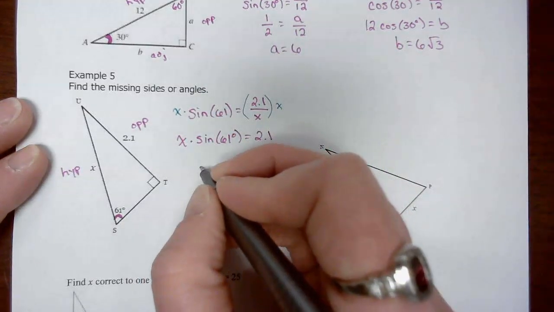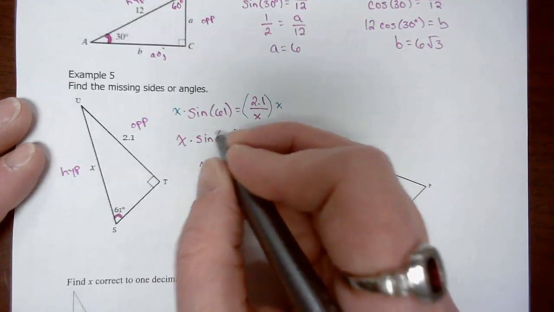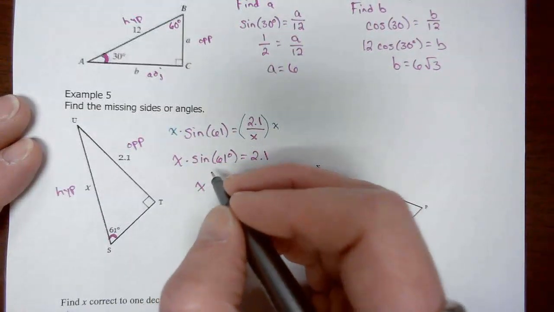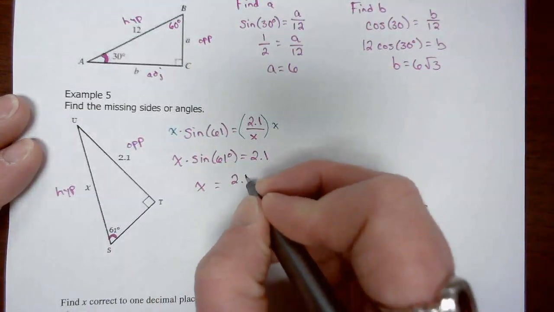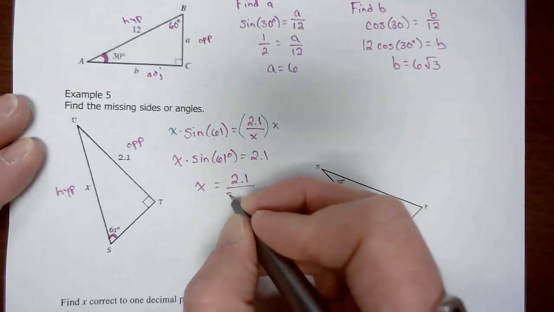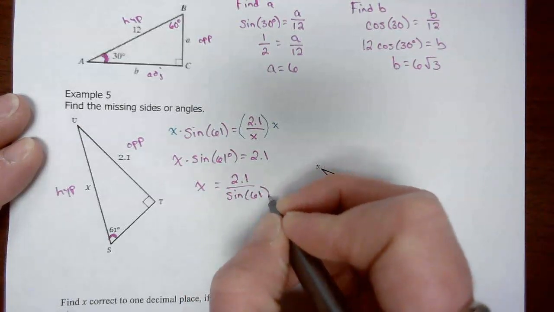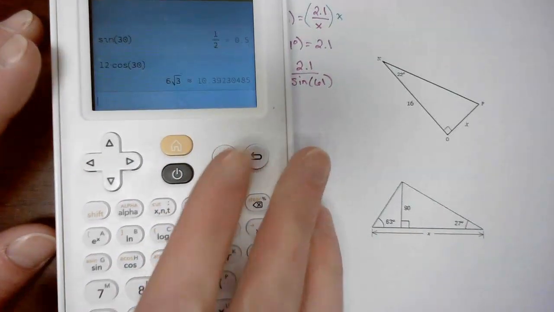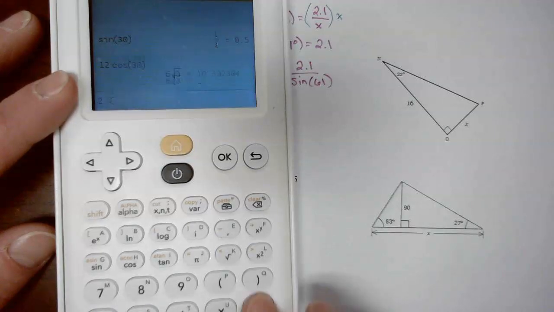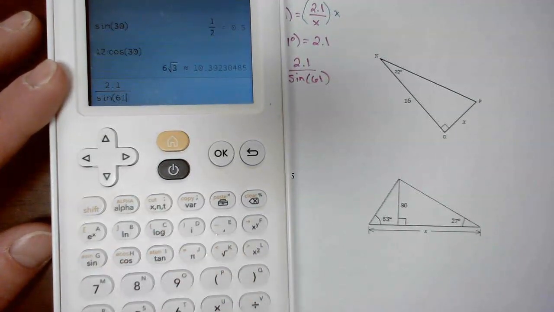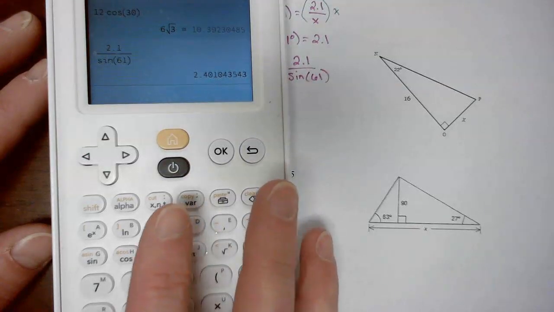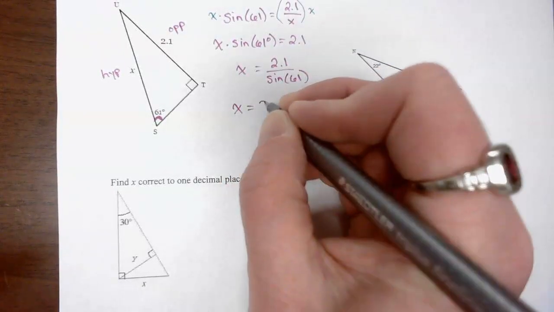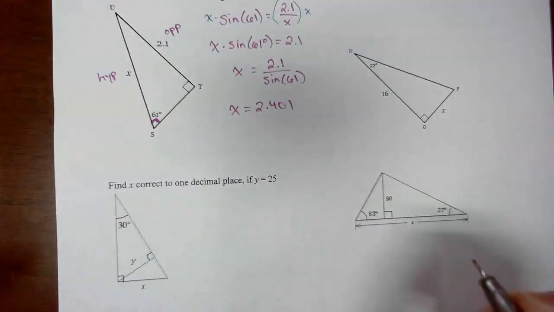And I can divide both sides by sine of 61. Now remember, this is just a number, like sine of 30 was 1/2. It's actually going to be an ugly number because 61 degrees is kind of a weird thing. So I'm going to leave it as sine of 61. And then I'm going to go to my calculator and type in 2.1 divided by sine of 61. And I get 2.401. I do 3 decimal places unless it says otherwise.